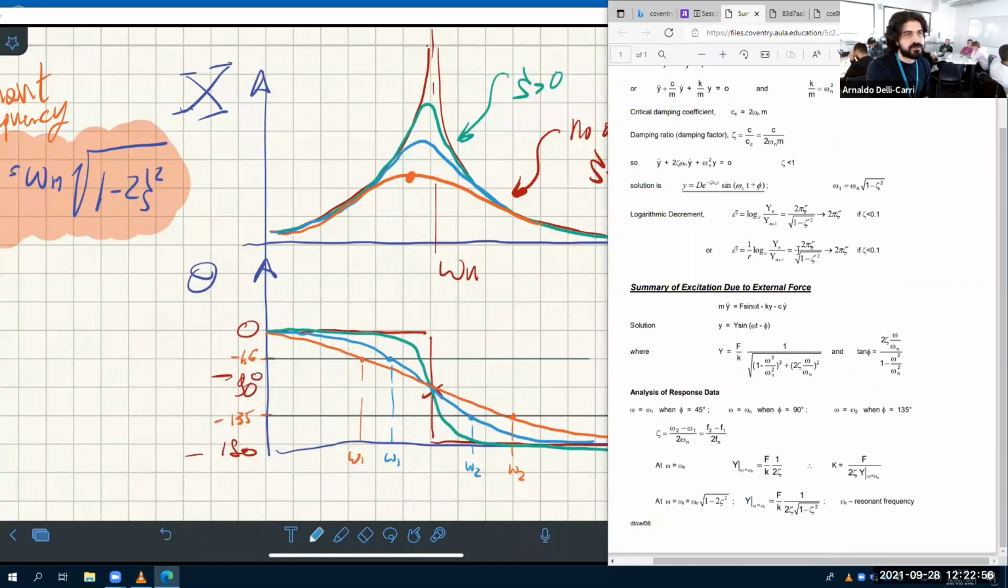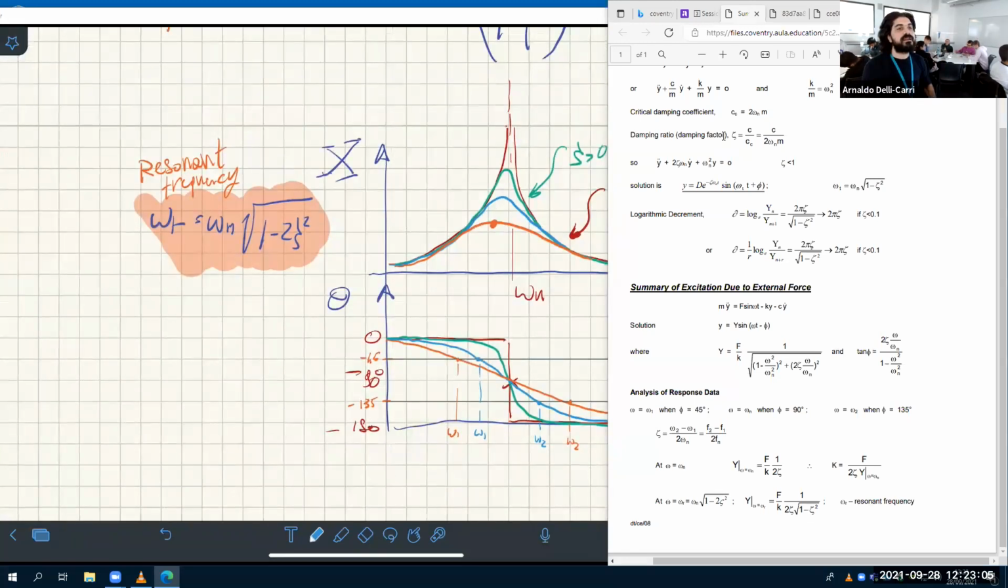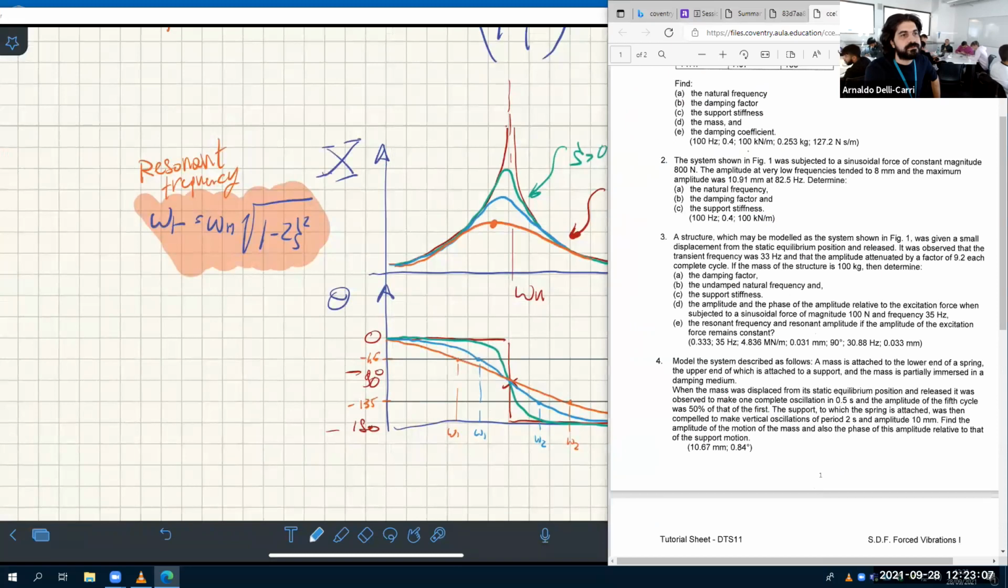All right, now that we know everything about resonance and everything about forced functions, we have discussed the ins and outs. Let's solve a tutorial question.